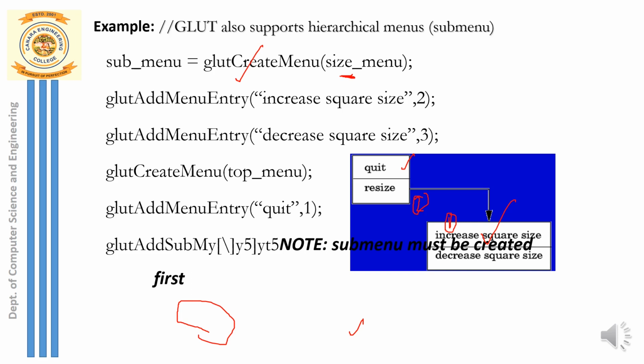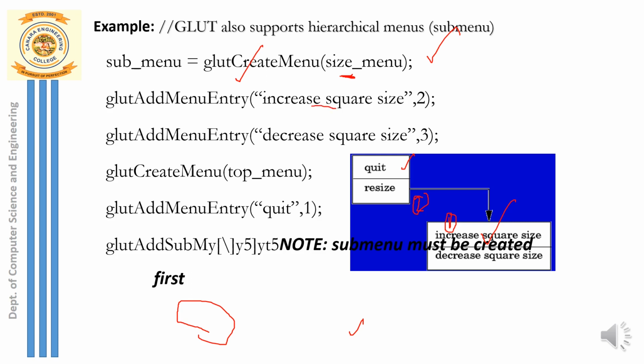So what should you define inside size menu? Size menu should contain two conditions. The first condition is the ID, and later we'll see that condition. We'll continue with this entry, glutAddMenuEntry. For this sub menu you are now adding the entries.